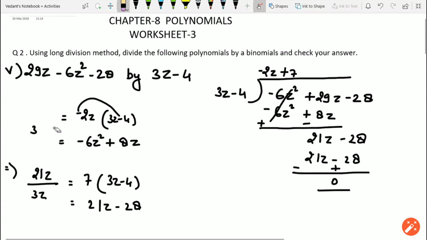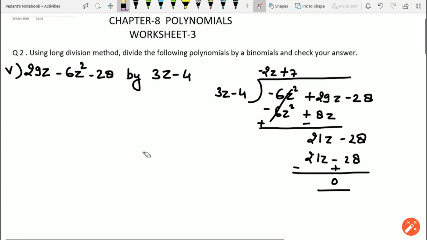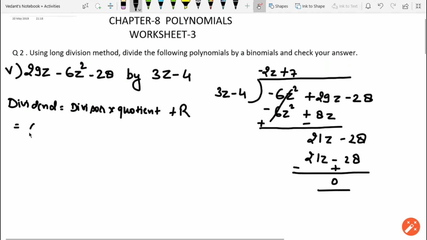Now we will check whether our division is right or wrong. Students, we know that dividend equals divisor into quotient plus remainder. Everyone knows this formula; all students, you have used it in previous classes for division. So we put this in.